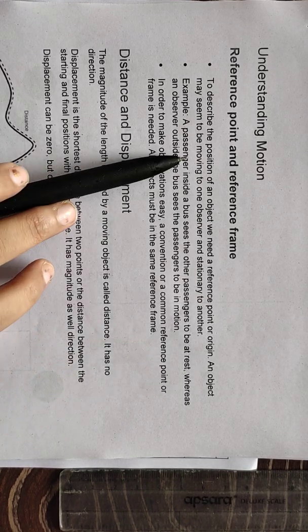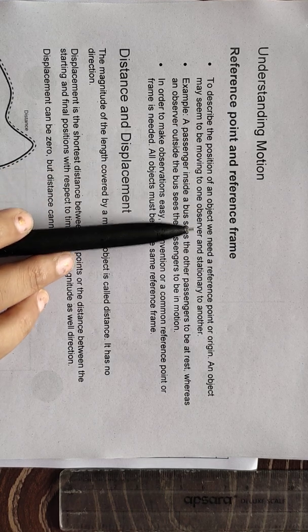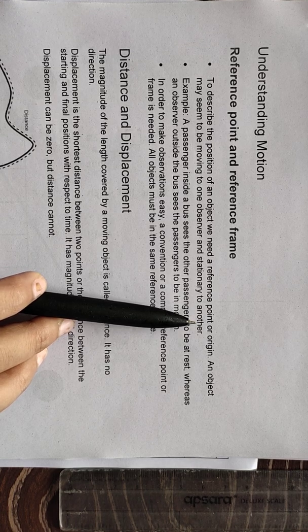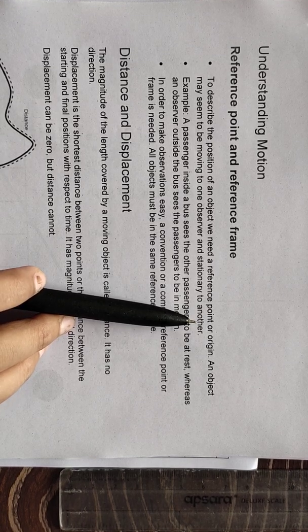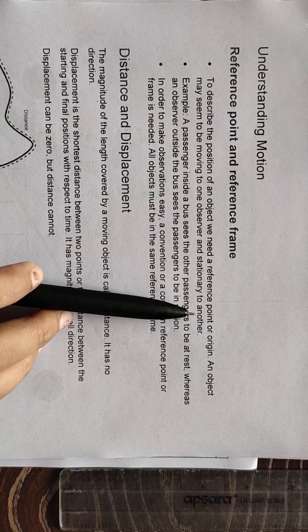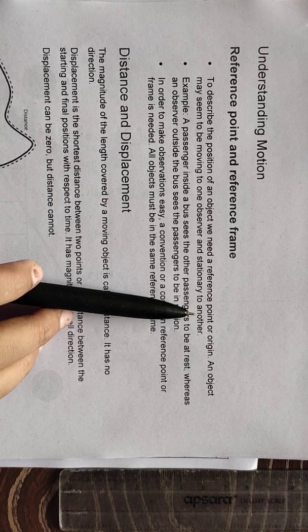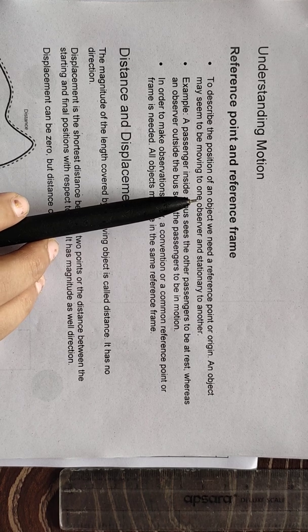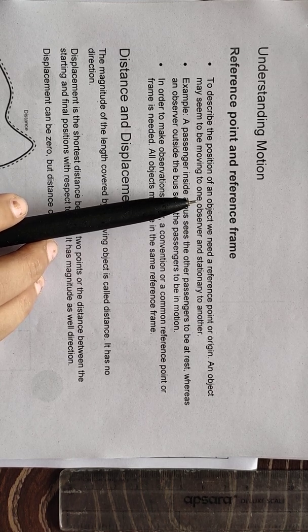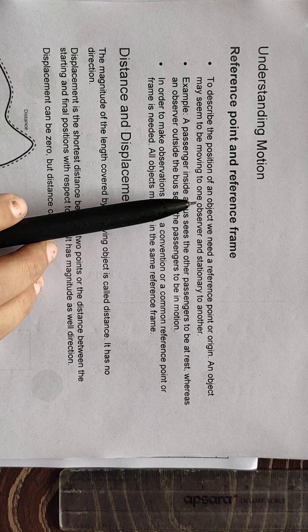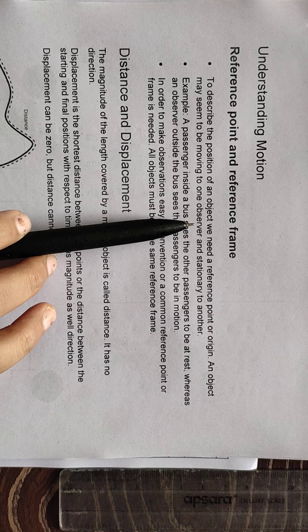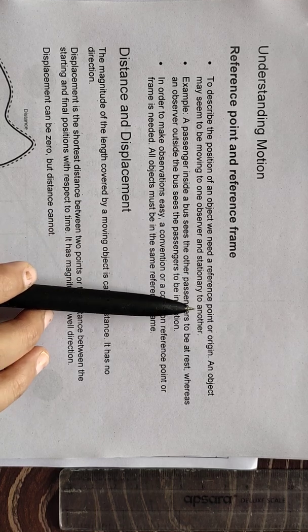So an object may seem to be moving to one observer and stationary to another. So just like if we are going to talk about any moving object, then also we will require a reference point, just like we required a reference point to describe the position of our school, or we can say the address of our school, right? In exactly the same way, to describe the position of any moving object we will require a reference point, because an object may seem to be moving for one observer and stationary for another, right?